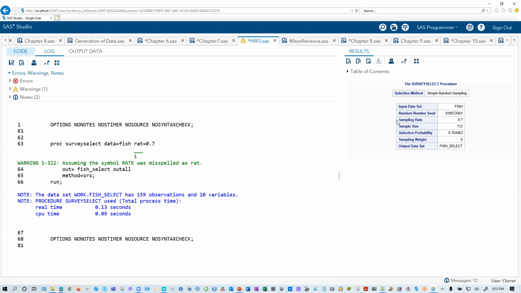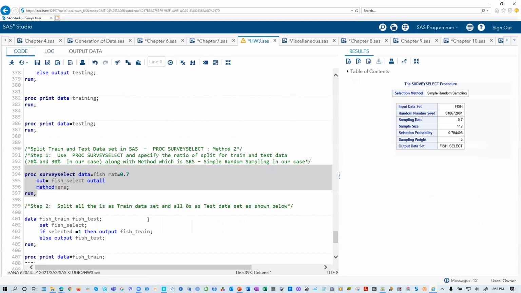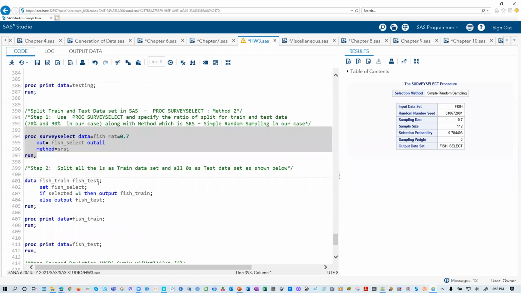All the information, sampling ratio, sample size, is there. Then later I'm going to create fish_train and fish_test data sets. I'm calling both from fish_select, and if selected equals 1, then the output goes to train.